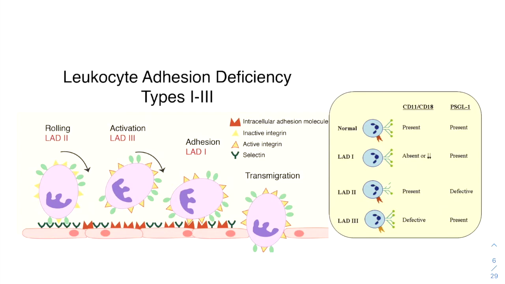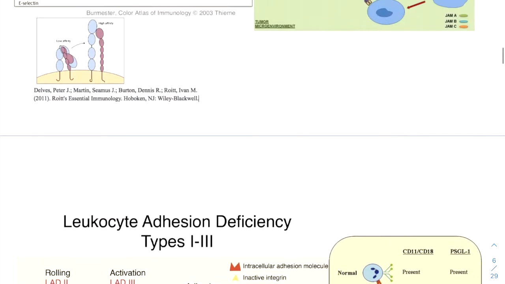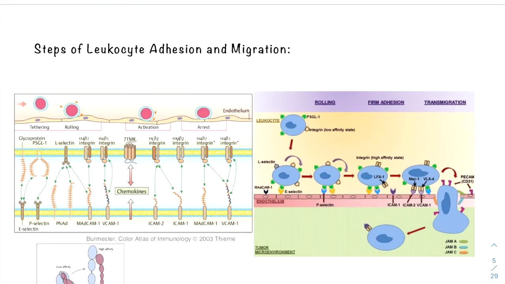Guys, welcome back. In the last lecture, I discussed when to suspect leukocyte adhesion defect. In this lecture, I will be starting with the leukocyte adhesion deficiencies. First, I will give a brief introduction to the three types of LADs, and then we'll go to leukocyte adhesion deficiency type 1, which I'll be mainly covering in this lecture.